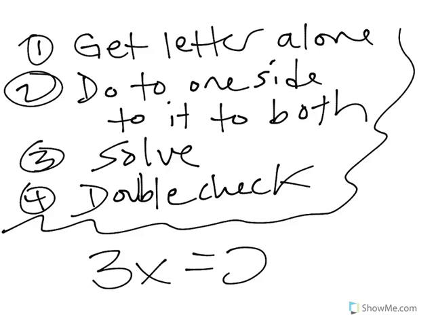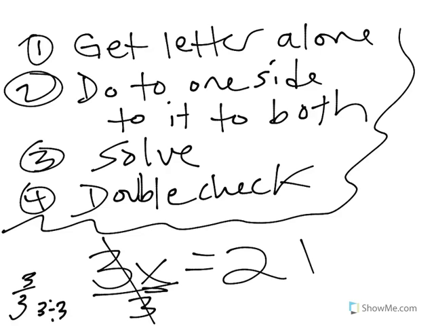3x is equal to 21, for example. We need to get that x alone. So what are we doing to the x? We are multiplying it by 3, because 3x is equal to 3 times x. Since we're multiplying, to get it alone, we have to do the opposite. So we're going to divide by 3. And remember, 3 over 3 is the same as 3 divided by 3, so those two cancel out.